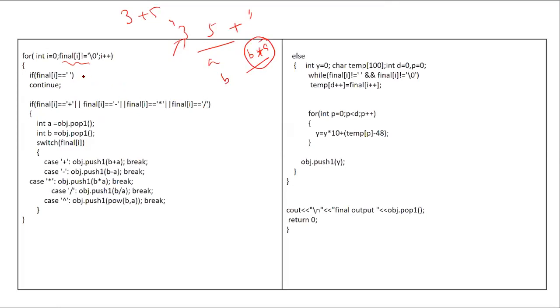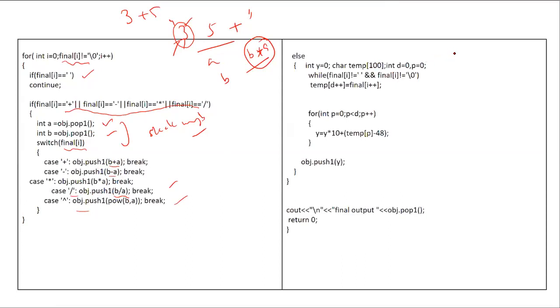Now what to do in this case? If space is encountered, do nothing. If an operator is encountered, either plus, minus, multiply, or divide, do pop 2 times, and depending on the operator, if plus is there, apply B plus A, or B minus A, assuming that the stack here is an integer stack. How to feed these operators and operands, which are in character form, we'll discuss later on. Depending on the operator, we will invoke that function after popping and push that value.